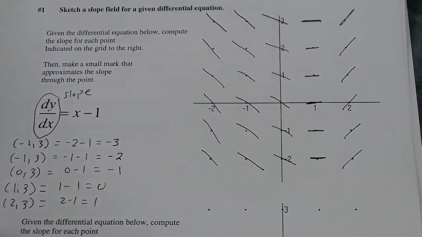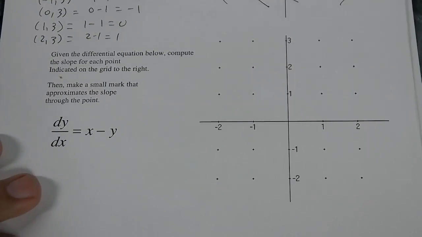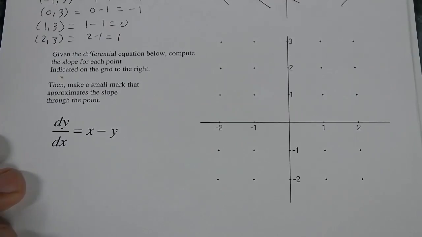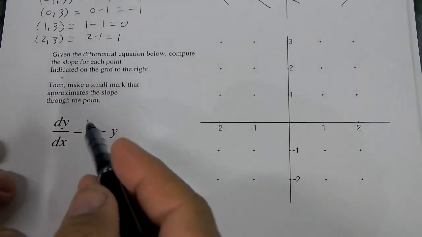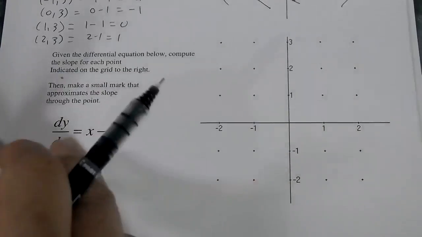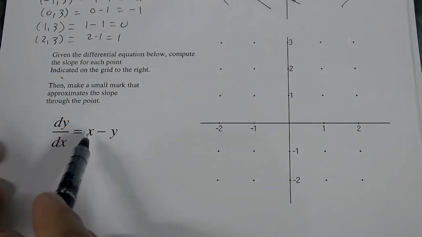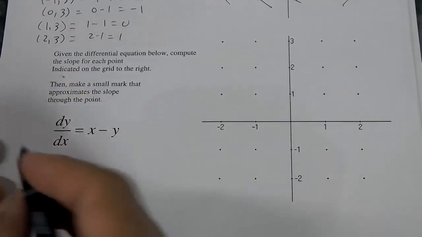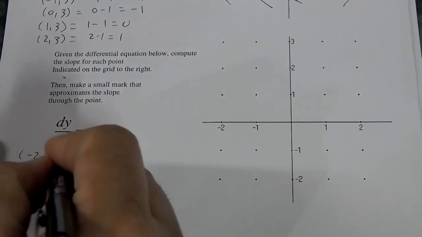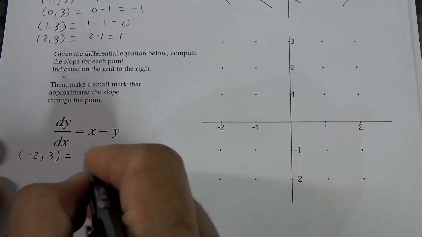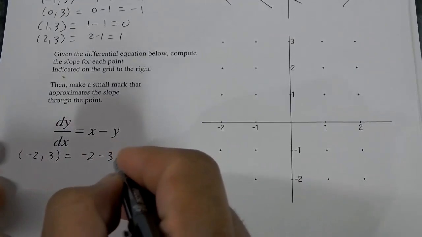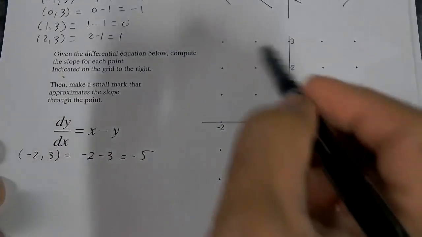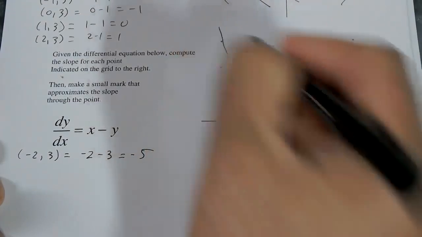All right. So same thing with the next problem, x minus y. Exactly the same thing. So again, I'm gonna start at -2, 3. Well, this one is a little bit different. It has both x and y. The other one only had an x, so that plays a big role. So just to double check, plug in -2, 3. I get -2 minus 3, which gives me a -5. So right here, it's a very steep slope.